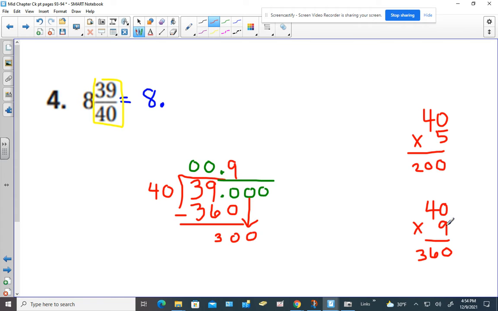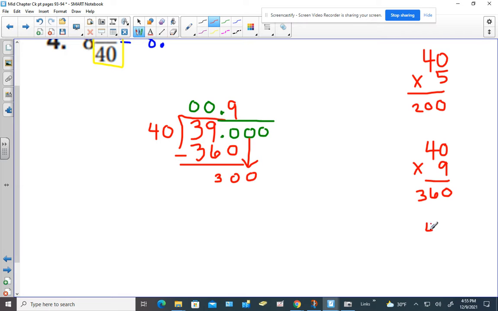Now we know that 9 is going to be too big, so how about we try a 7? Let's try 7. 40 times 7. Here we get the 0, and here we get the 28, so that looks like it's going to be a good choice. Put the 7 here, and put the 280 here, and subtract.